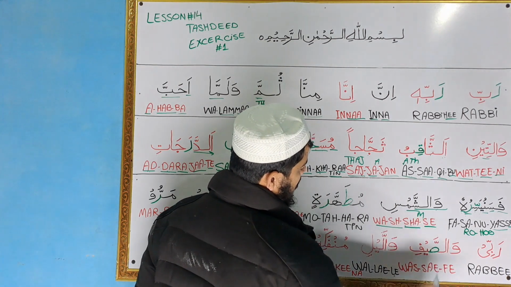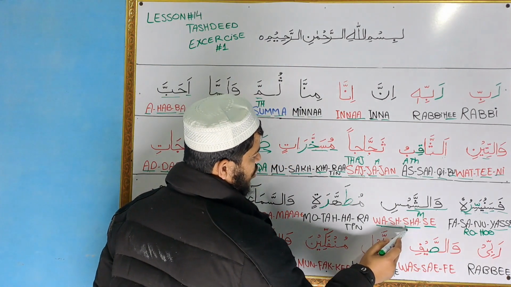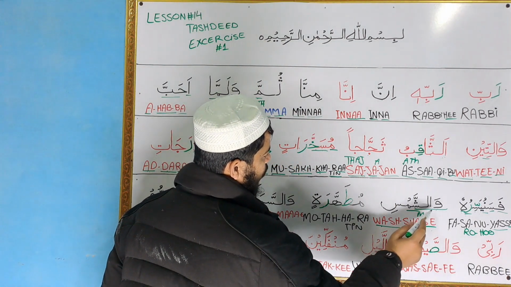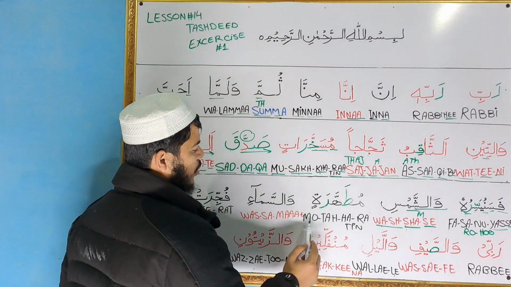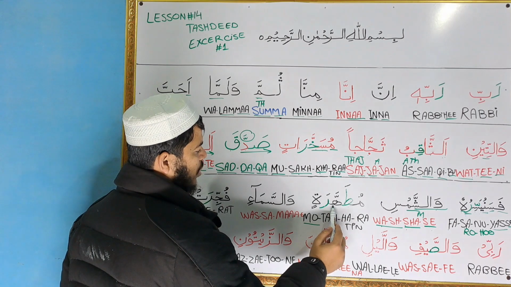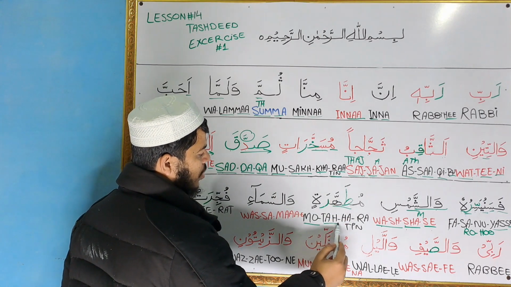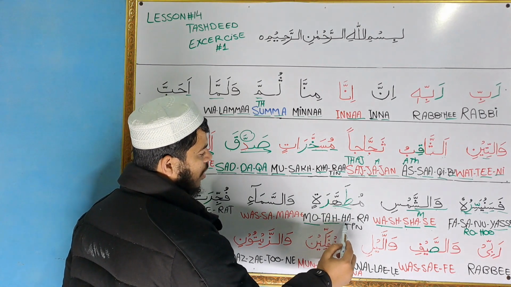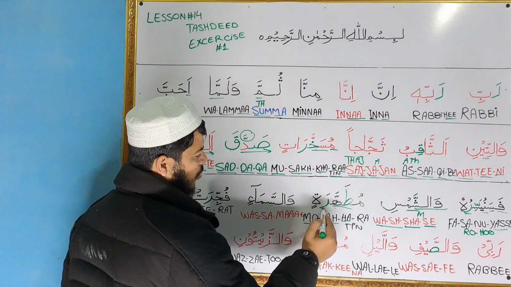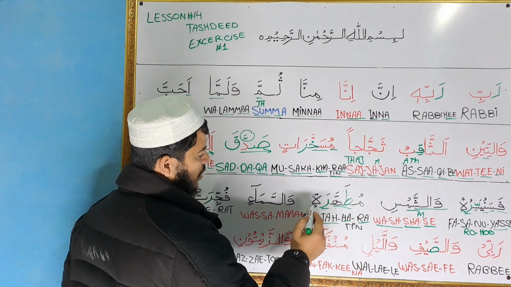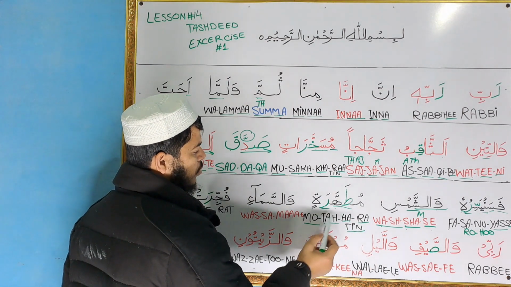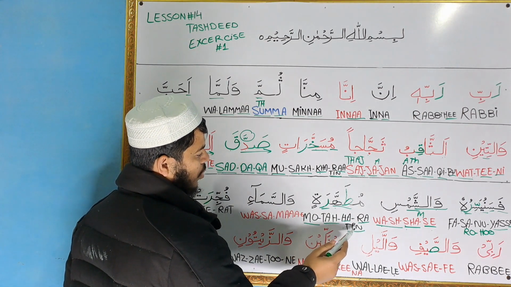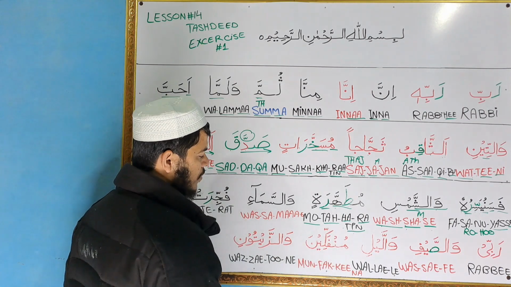Sin kasra, si. Washamsi. Meme dhamma mu. Ta goes to ha. Ta, ha, fatha, tah. Ha, fatha, ha. Ra, fatha, ra. Ta two kasras, tin. Mutahhara, tin.